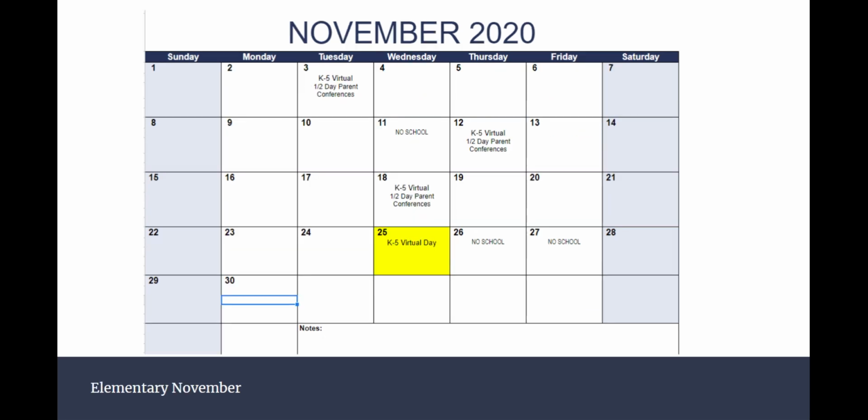For our elementary families that are also receiving this message, we wanted the calendar to flow in the same way for our elementary families as we do for our middle school and high school families, which does cause the November 25th to now be a school day. However, it will be our 4th virtual day of November, and our teachers will let you know what work is planned for that day when we get closer to there.